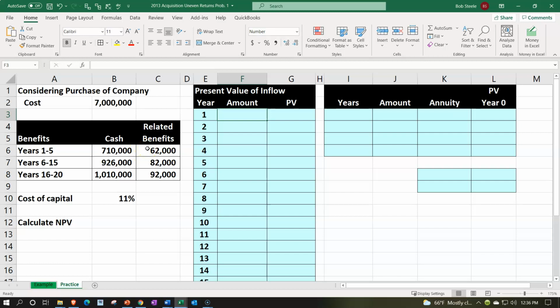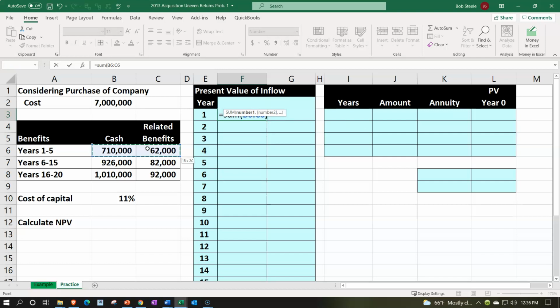The total benefit is basically between the two, meaning the synergistic benefits, or the increase in our production level due to the added assets that we're going to get, are going to be the 62 plus the 710. So the total benefit is the sum of both of them. So I'm going to say this equals the sum. My fingers are on the wrong key. The sum of these two, the 710 and the 62.